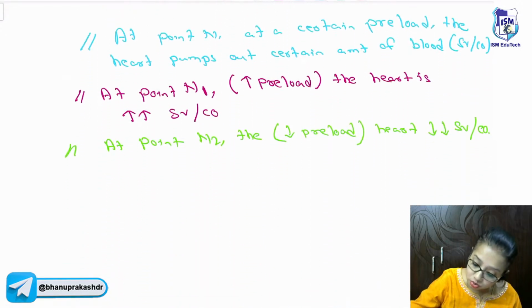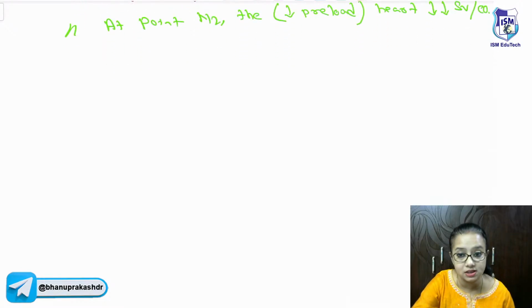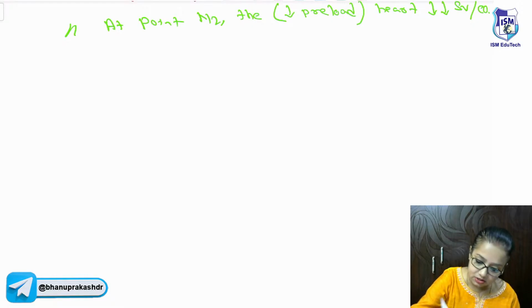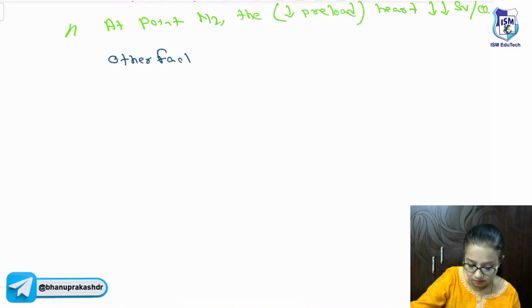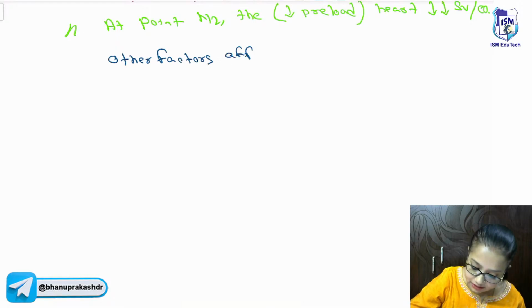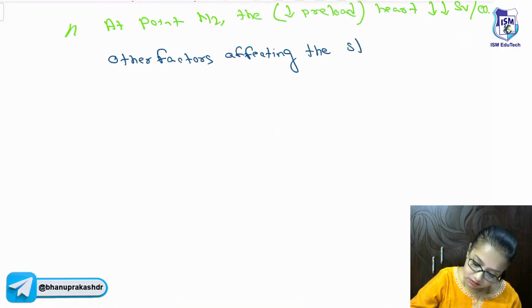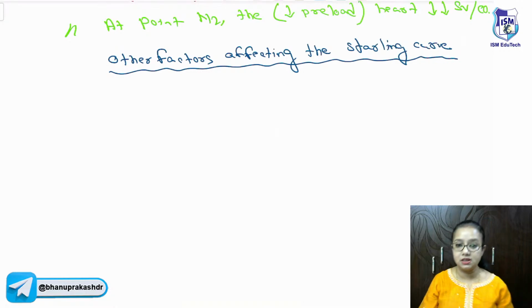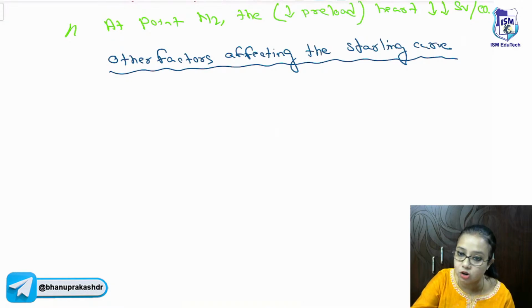This is one way how we connect or correlate to the Starling curve. But this is not the only way the Starling curve is affected, meaning the normal point going up and down. There are other factors affecting the Starling curve. Now, what are the other factors that are affecting the Starling curve? Other factor is agents or situation or condition that increases the contractility.